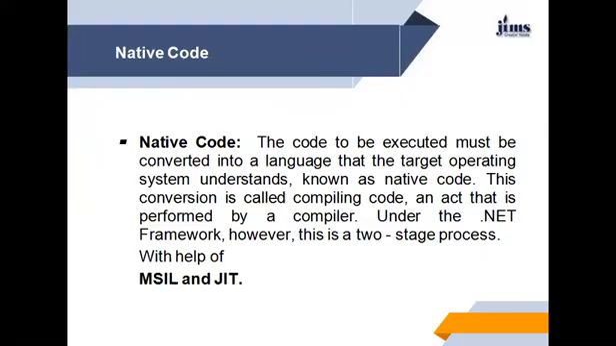The source code, with the help of the compiler of the languages, is converted into the MSIL, that is called the Microsoft Intermediate Language. And this Microsoft Intermediate Language code is sent to the JIT, that is called the Just-in-Time Compiler. And the Just-in-Time Compiler actually converts it into the machine code.